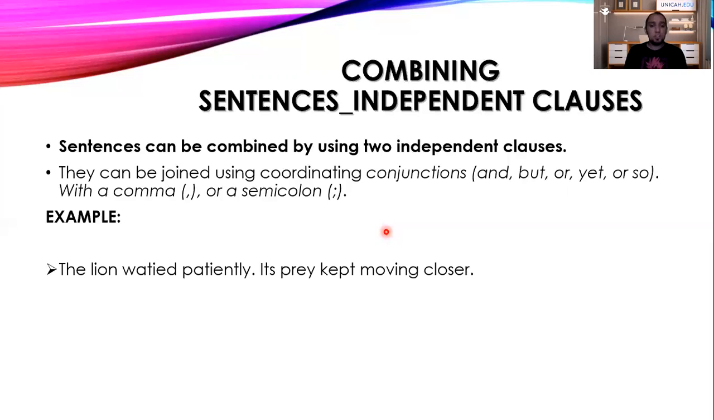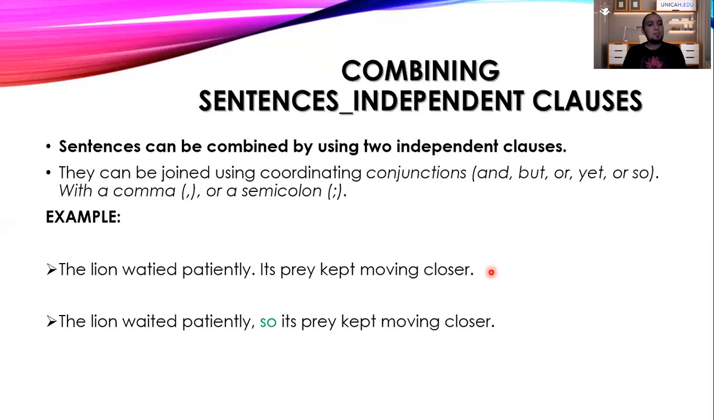So I need a conjunction to join these two sentences, erasing the period and not using the capitalization on the word it. So what should I do? The following. Here we have the lion waited patiently, so its prey kept moving closer. Now it's a full sentence, but it's a compound sentence divided by this conjunction, which is in green, and it's so. Remember, the function of the conjunction is to join two independent clauses. Okay, so try not to forget this. Okay.